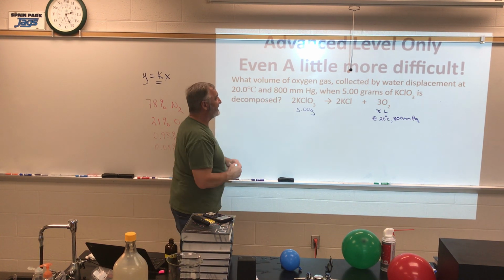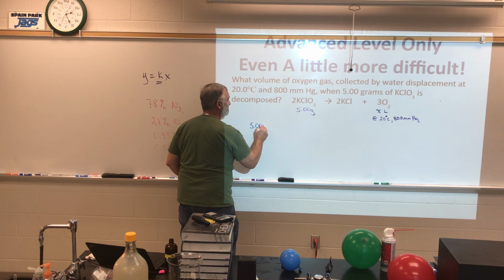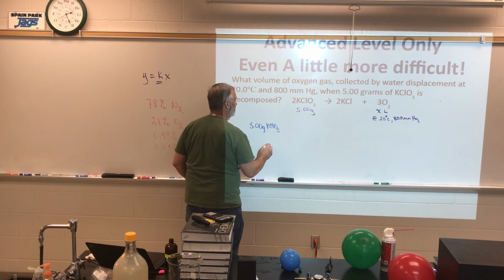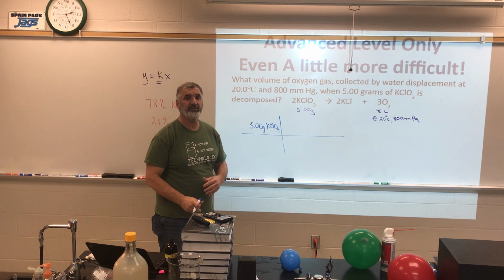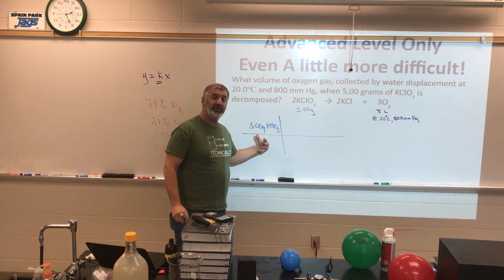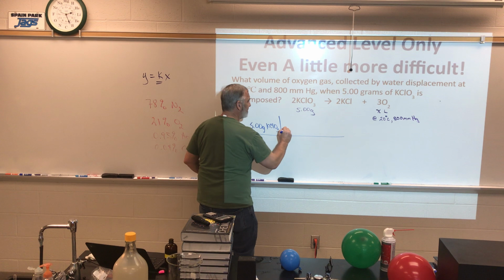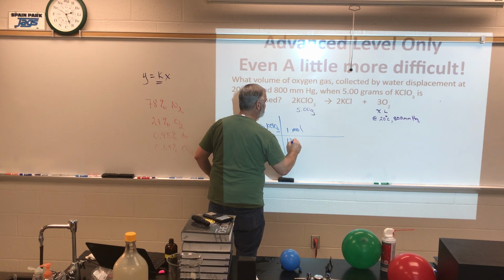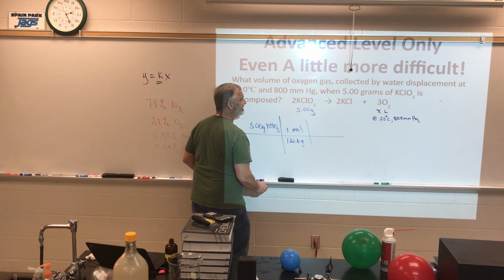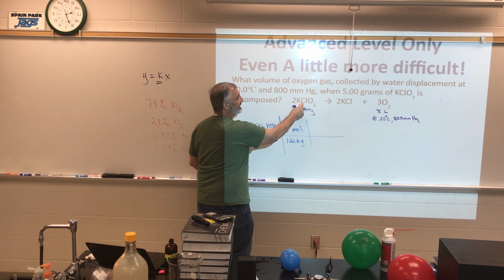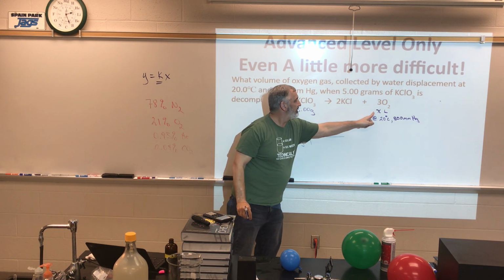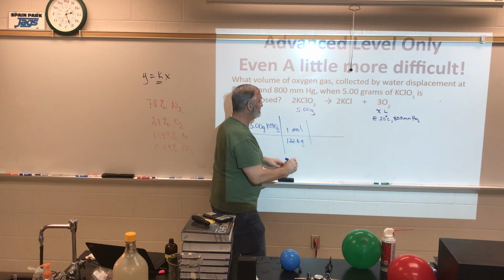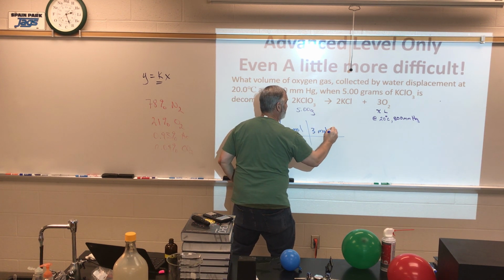We always know we have to start with the given: 5 grams KClO3. The first step of any stoichiometry problem is to take the given and convert it to what? Yep, moles. So I'm going to say 1 mole over the 122.6 grams. That's the molar mass. So that tells me how many moles of this I have. Now I need to know how many moles of oxygen, so I'm going to use my mole ratio again: 3 moles of oxygen for every 2 moles KClO3.